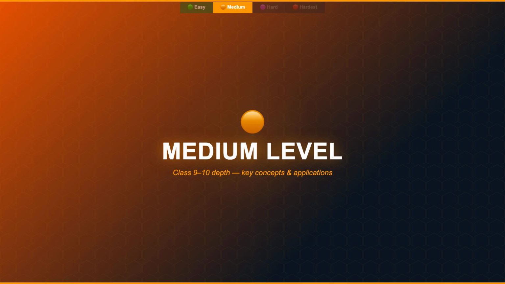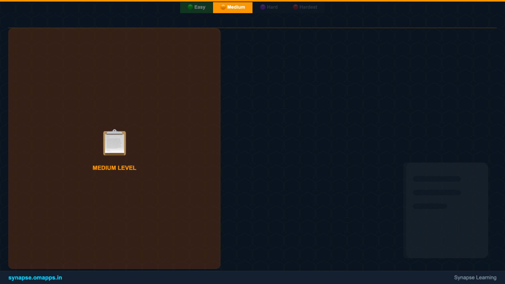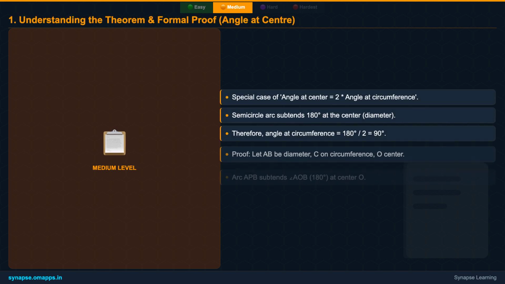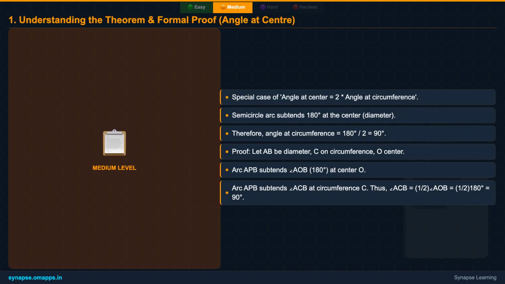Welcome to the medium level, where we'll explore the angle in a semicircle theorem with more detail and slightly more challenging applications. At the medium level, we revisit the theorem with a more formal understanding. This theorem isn't just a standalone fact, it's a special instance of a more general rule. The angle an arc makes at the center is double the angle it makes anywhere on the remaining part of the circumference. Imagine the arc as a semicircle.